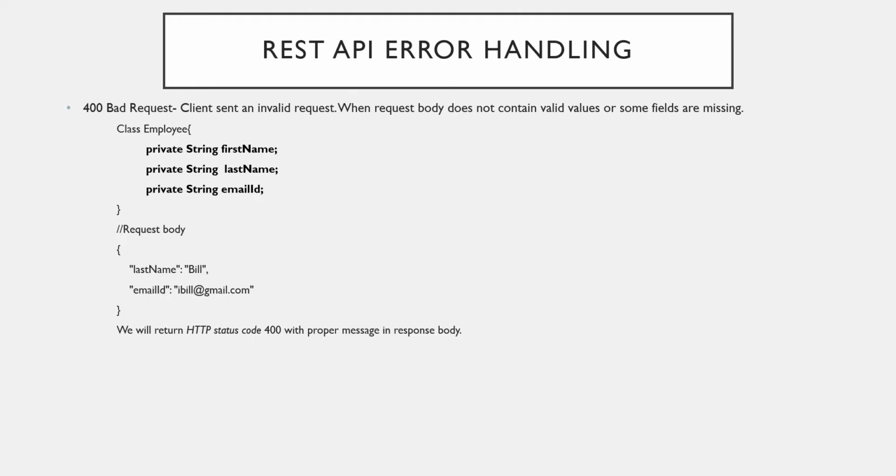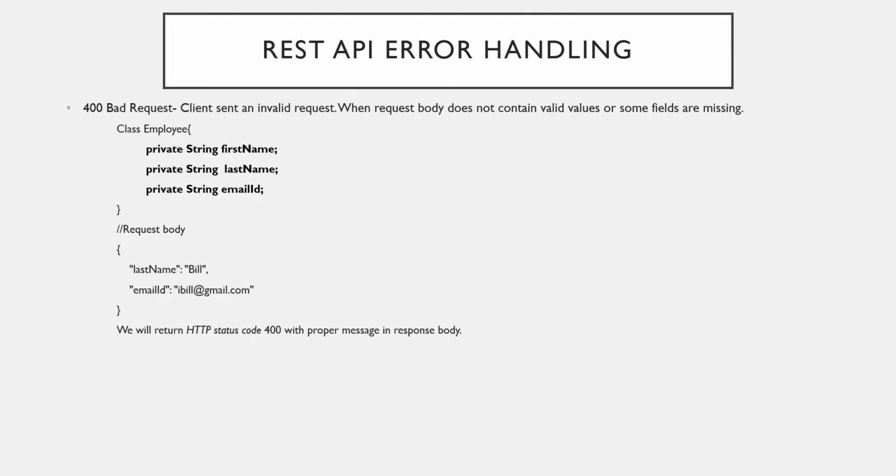Suppose I have a class Employee. There are three fields here: first name, last name, and email ID. In the request body, the client will send only the properties last name and email ID, but you can see here first name is missing. So what we have to do is return a response with status code 400 with a proper message.